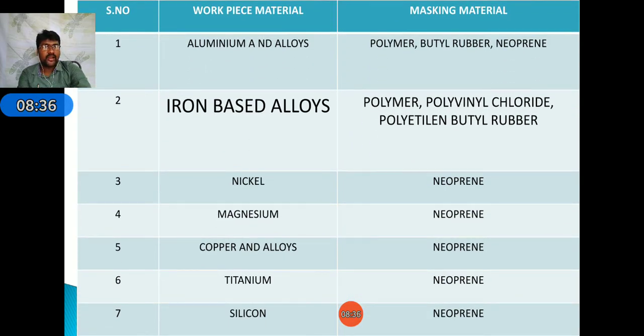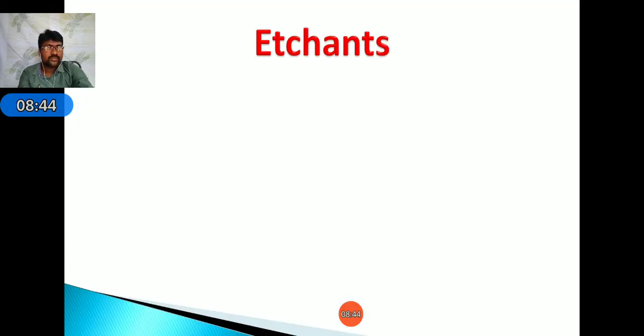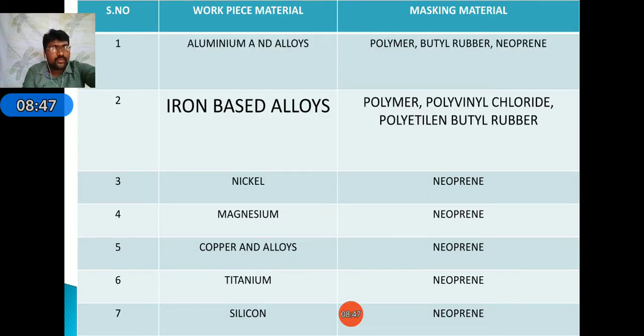First one, aluminum and its alloys. For that case, the masking material should be polymer, butyl rubber, and neoprene. Next, for iron based alloys, polymer, polyvinyl chloride, polyethylene, butyl rubber. For nickel material, neoprene. For the remaining materials, magnesium, copper and alloys, titanium, silicon, we use neoprene as a masking material.